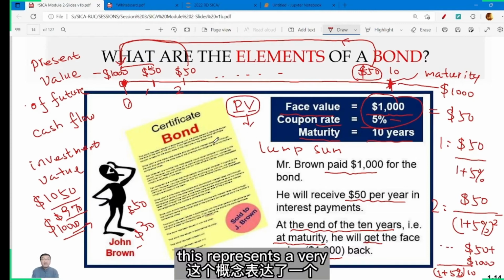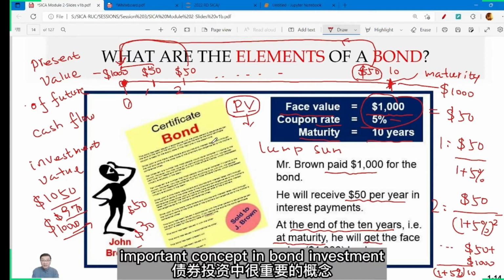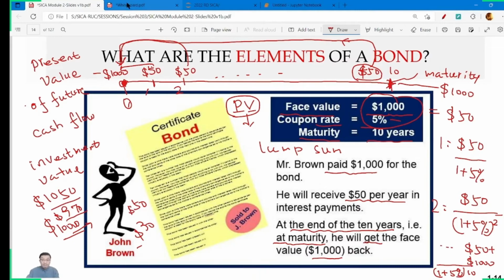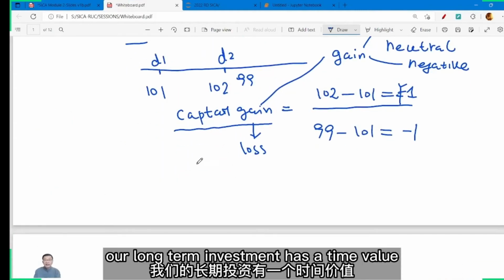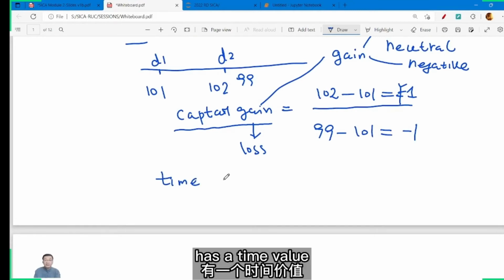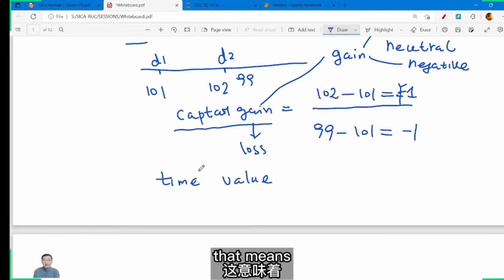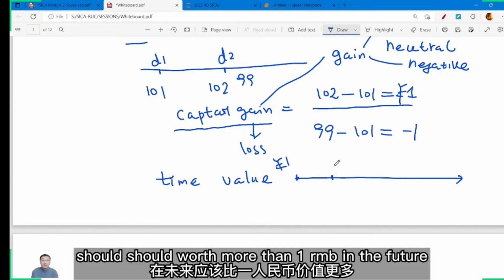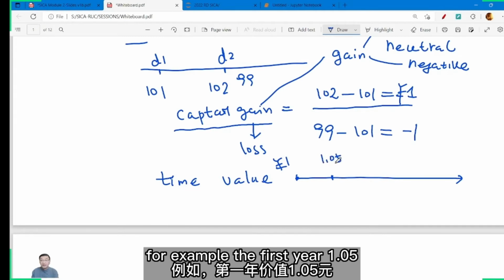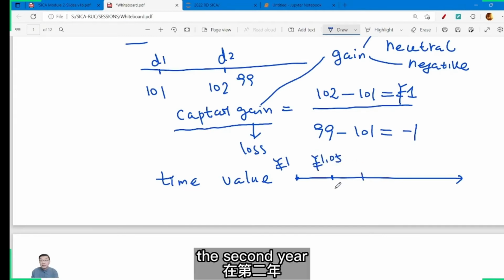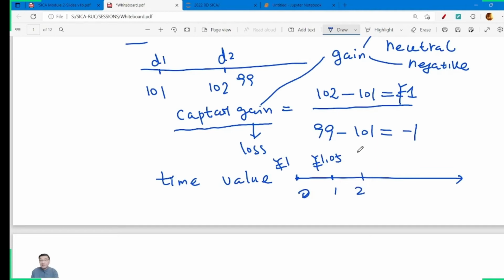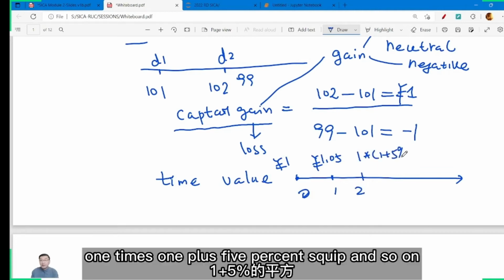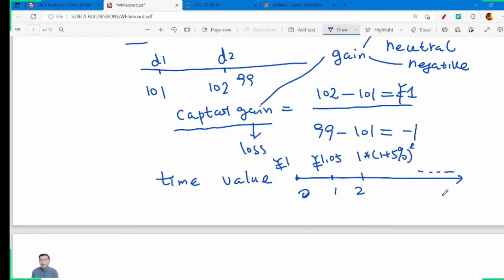This represents a very important concept in bond investment. We say that our long-term investment has a time value. That means $1 now, or 1 RMB now, should be worth more than 1 RMB in the future. For example, the first year, 1.05. The second year should be 1 times (1 plus 5%) squared, and so on.